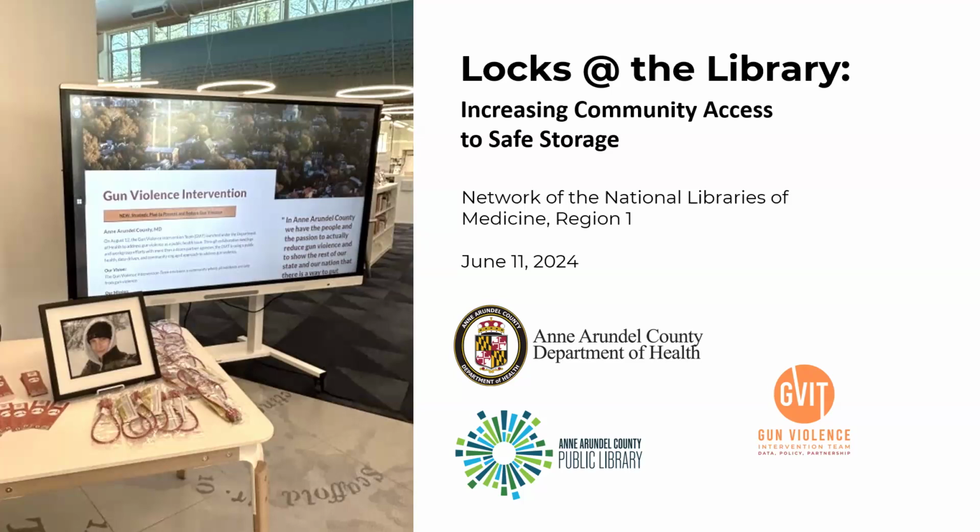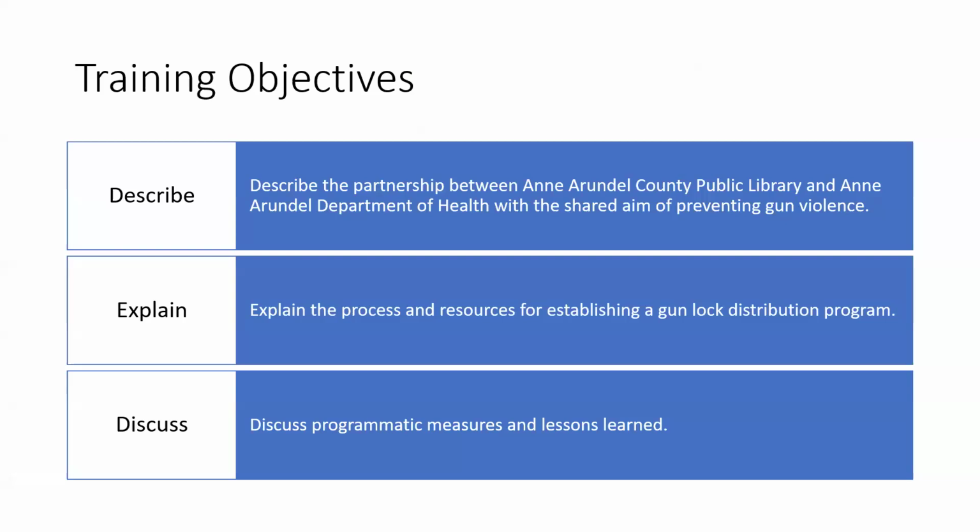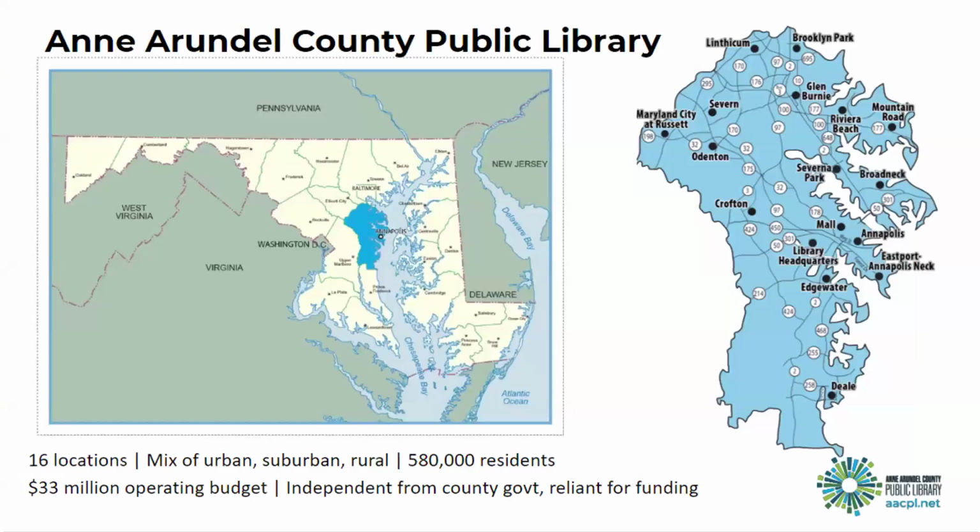Other public libraries in the country, about 13 at the time, were providing the locks, but in partnership with other organizations, police departments, Moms Demand Action, etc. So this is a unique partnership, and I think it's one that can be replicated easily in other jurisdictions. If you'd like to advance the next slide, please. You've already reviewed the training objectives for today, so I think we can advance that slide as well.